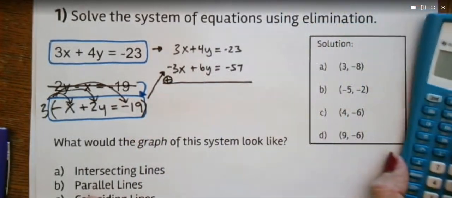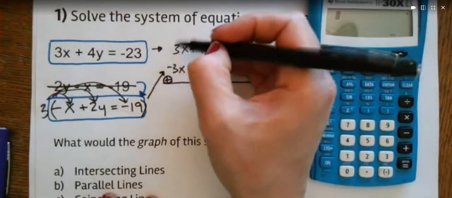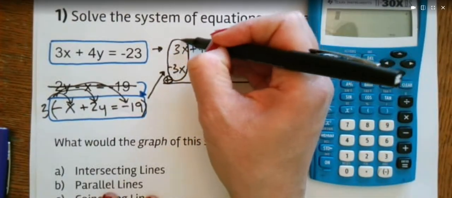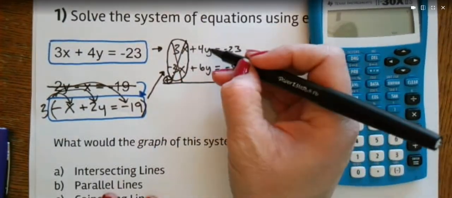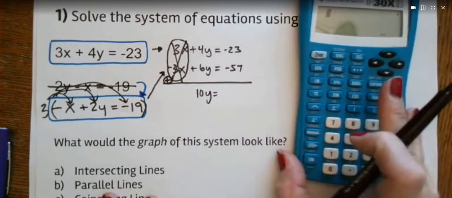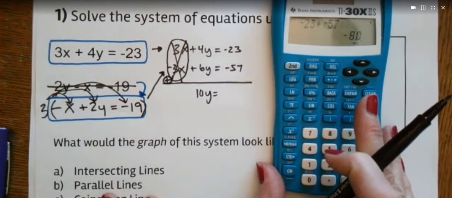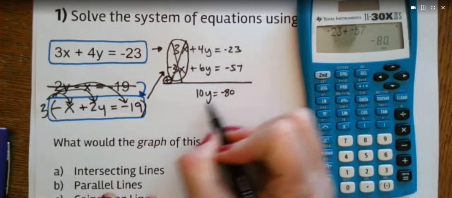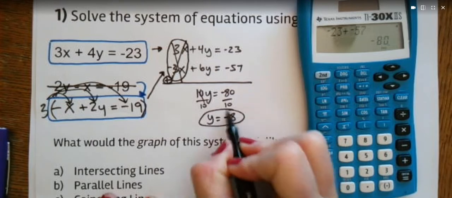Remember, you are combining or adding. Might need that calculator again. Well, we have opposites in the x's. 3x plus negative 3x is 0. 4y plus 6y is 10y. Now over here we have negative 23, and we're adding negative 57. And that's going to give us negative 80. This will work out nicely for us. I get the y coordinate of negative 8.